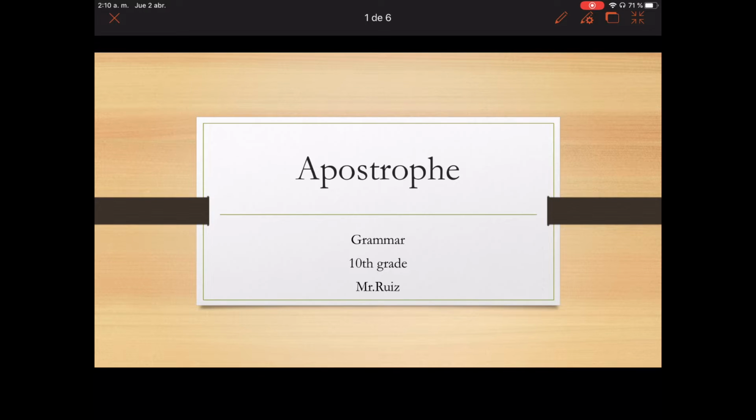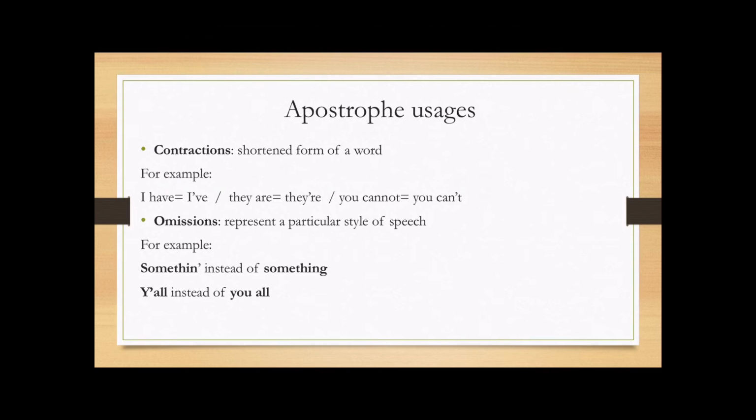First of all, we're going to be talking about apostrophes. The first thing that we're going to study are the usages. This is important for you to understand. Number one, there are contractions. Apostrophe usage is made to form contractions. But what is a contraction? Well, as you see it, it's a shortened form of a word.